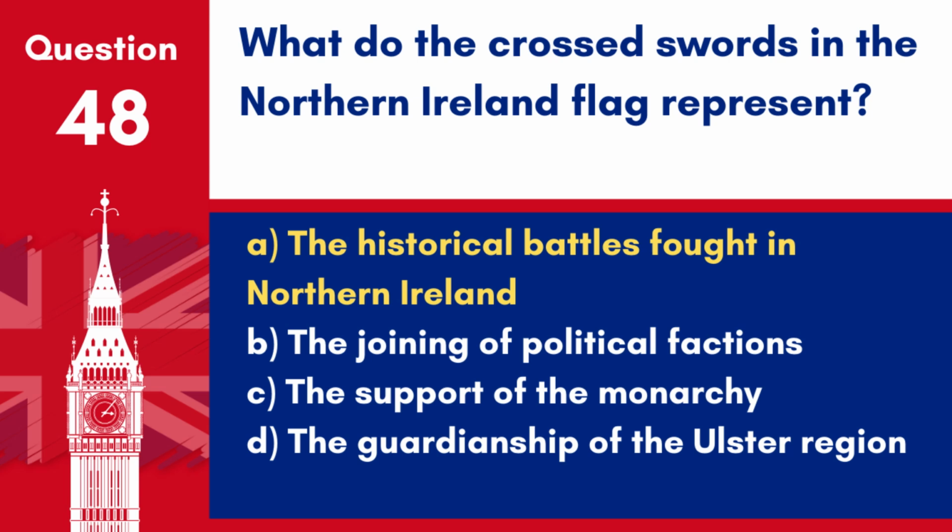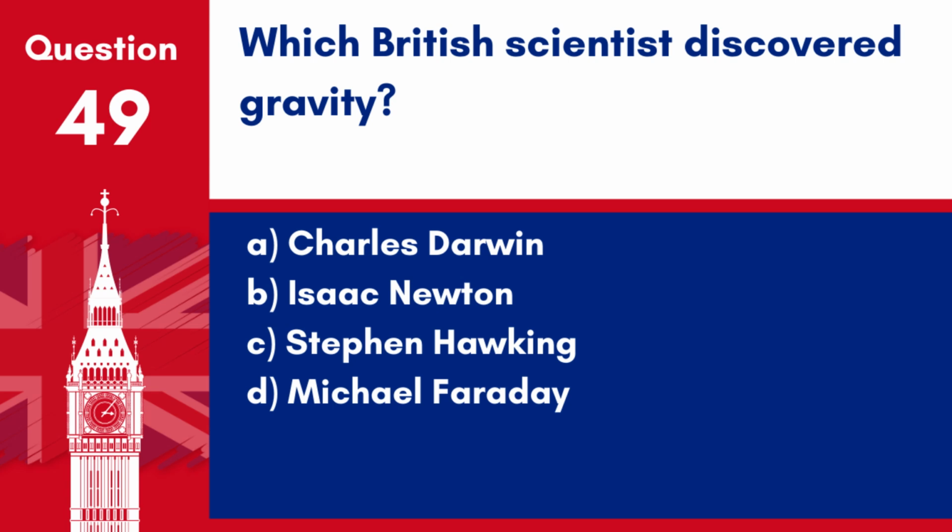The crossed swords in the Northern Ireland flag symbolise the region's historic and ongoing struggles, reflecting its turbulent history. Question 49. Which British scientist discovered gravity? A. Charles Darwin. B. Isaac Newton. C. Stephen Hawking. D. Michael Faraday.